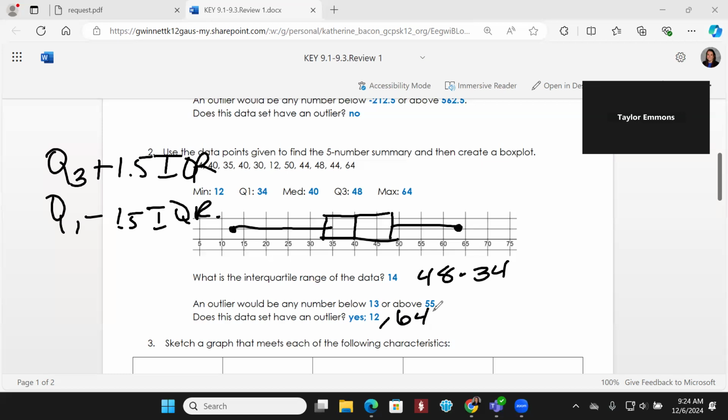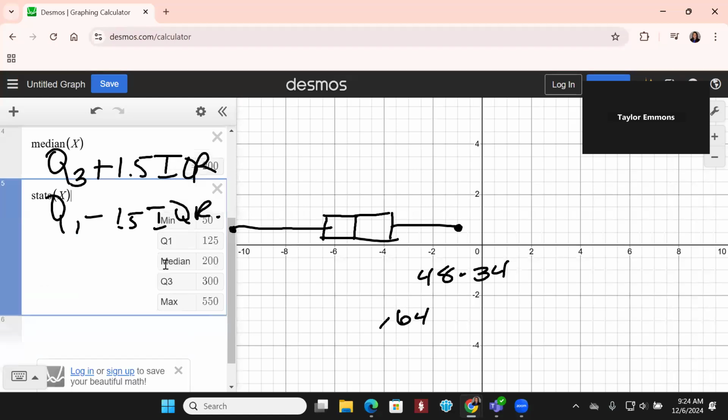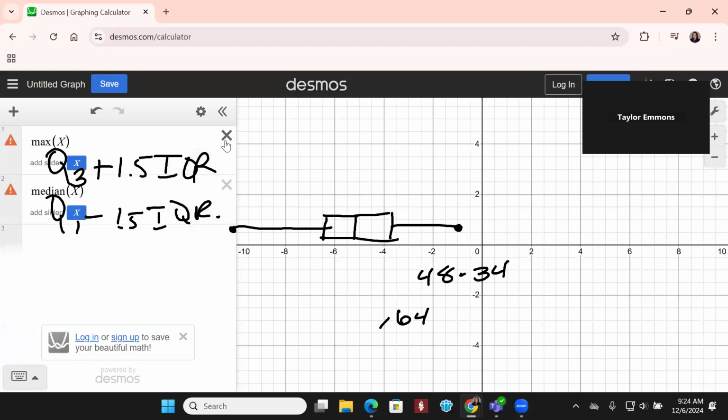Good? Yep. Did you get a different number for the 60? Okay, so let's try it. Again, I didn't do this key. So what's your Q3? 48 plus 1.5 times what's your IQR? 14. Okay. Yeah, 69 for the top one. And then what's your Q1? Minus 1.5 times IQR, which is 14. So I got 13 to 69.